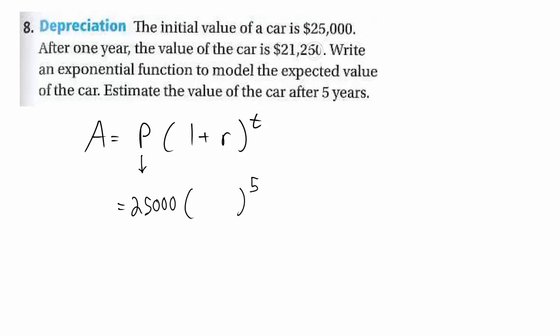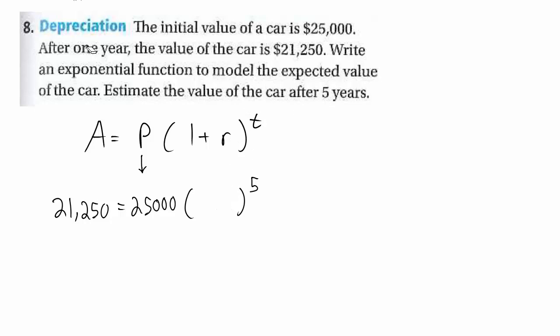But then they give us this other dollar amount. Well, before, the other dollar amount was the solution to the equation that we found. So the 21,250. What's weird is they give us that value. Now, what did they not give us? Well, they don't give us the percentage. They don't give us the change. So for us to be able to estimate the value of the car in 5 years, we need the percentage change.